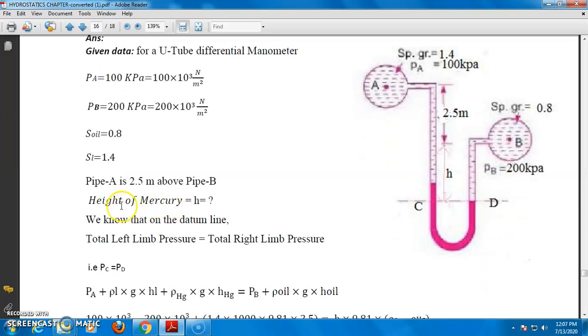Then the question clearly mentions that pipe A is 2.5 meters above pipe B.